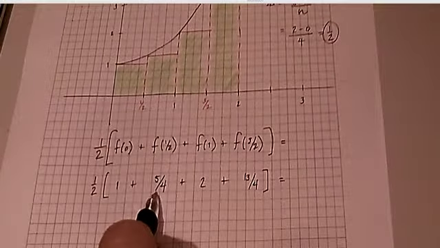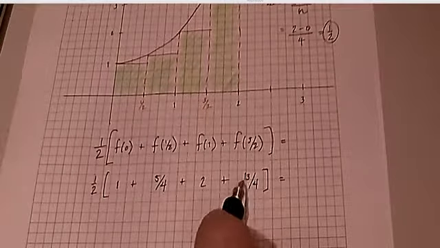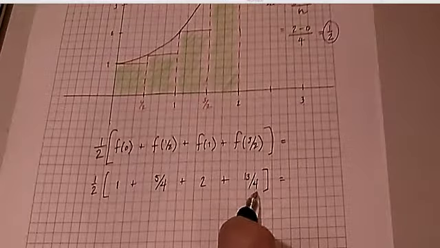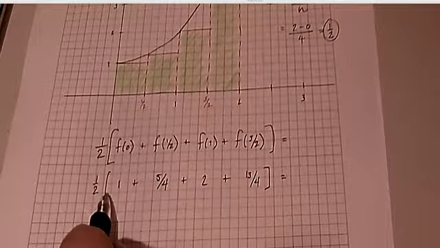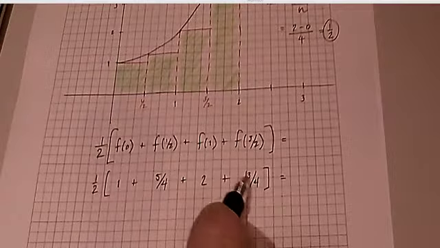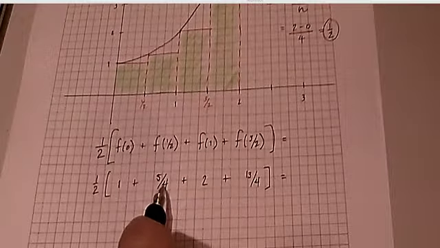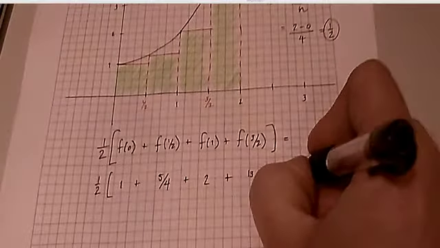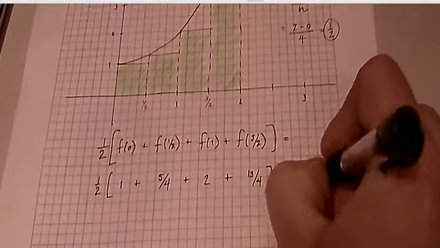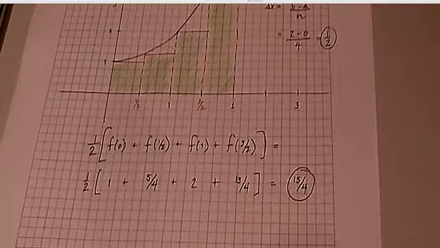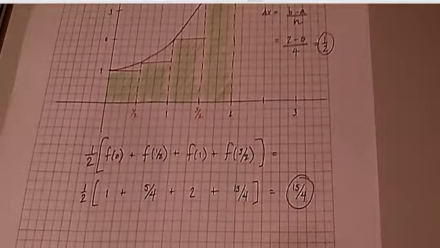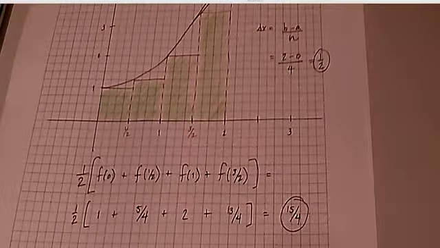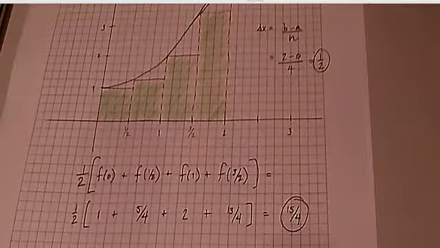Now, I know that if I add 5/4 and 13/4, that's 18/4, or 9/2. 9/2 plus 3 is 9/2 plus 6/2. Follow? So 9/2 plus 6/2 is 15/2 times 1/2 is 15/4. That is our left-hand Riemann sum from 0 to 2 with 4 subintervals of y equals x squared plus 1. Okay?